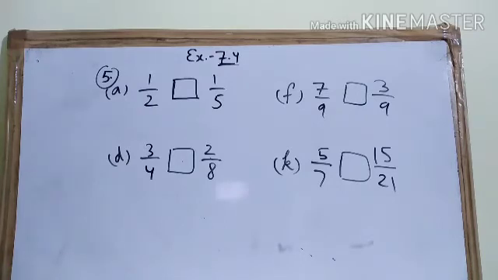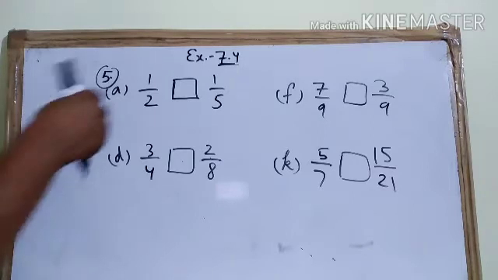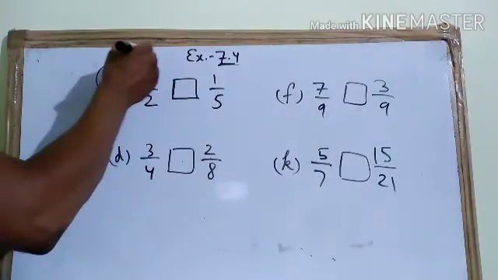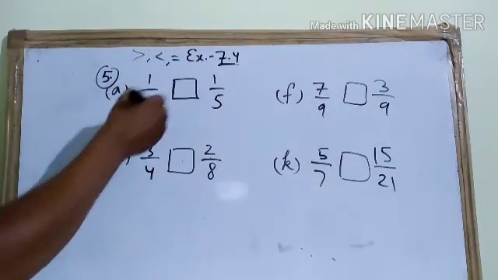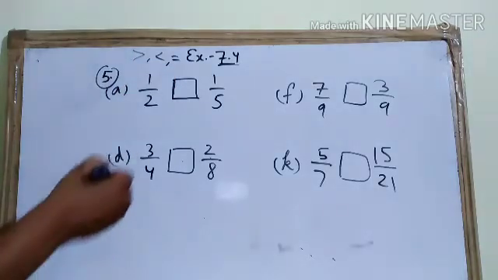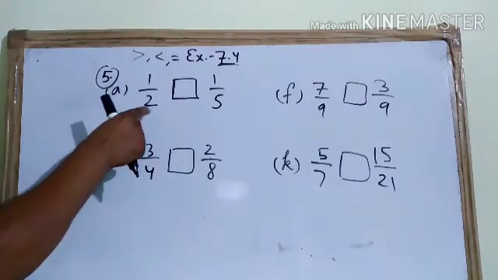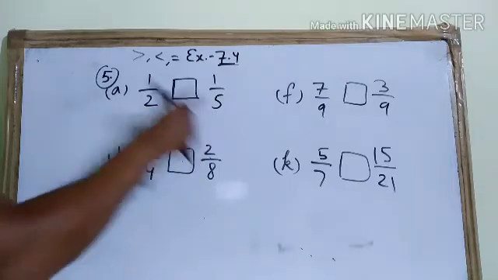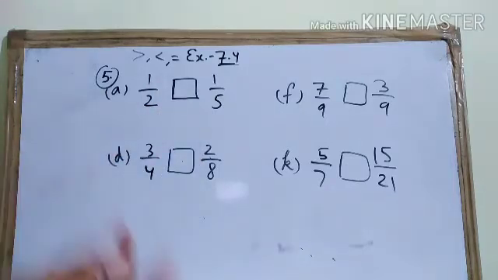And students, we are doing 7.4. Now we see the fifth question of 7.4. In this question, students, we have to tell which sign will come here: greater than, less than, or equal to. But how can we put the sign? For that, we have to check whether the denominator is the same or not. If the denominators are the same, then we can directly put the sign.